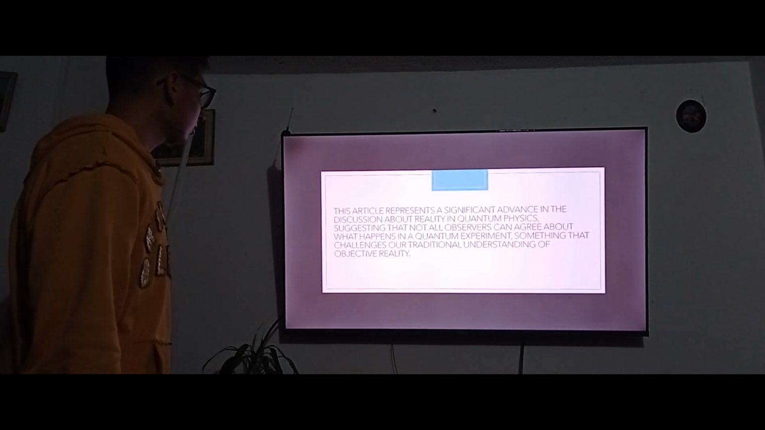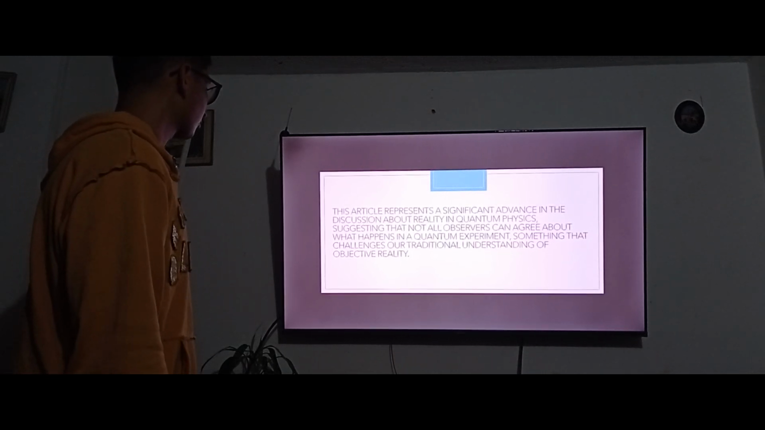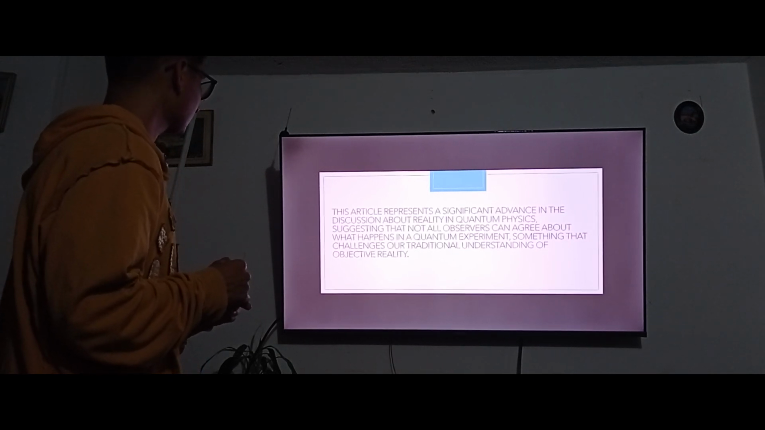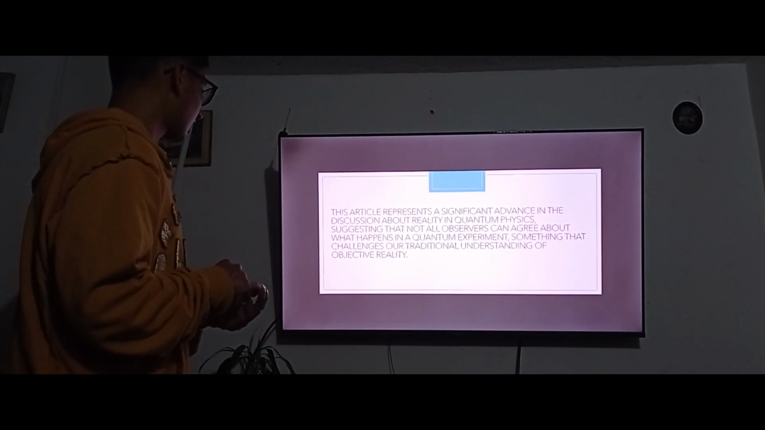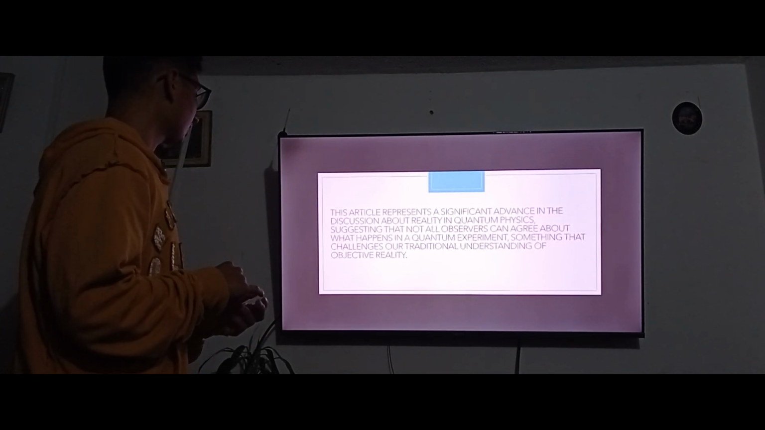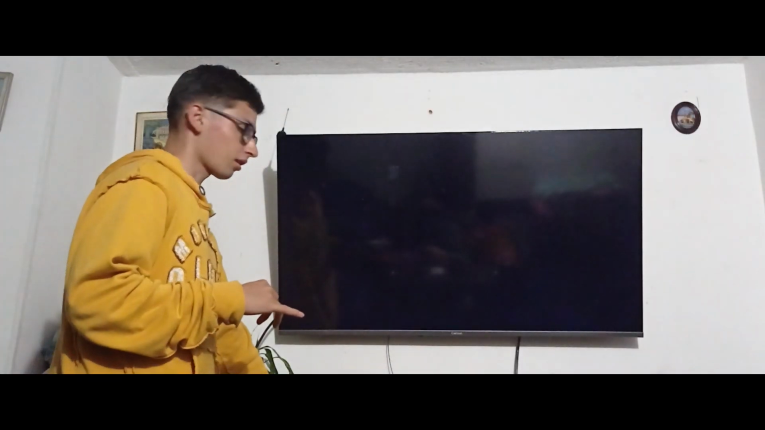This article represents a significant advance in the discussions about reality in quantum physics, suggesting that not all observers can agree about what happens in a quantum experiment. Sometimes the challenge of traditional understanding of objective reality. Thank you.